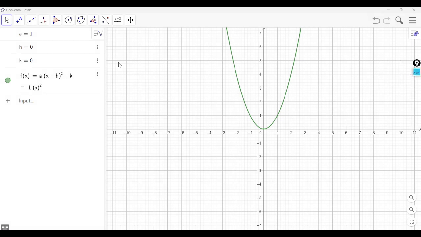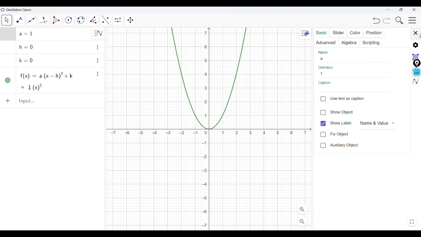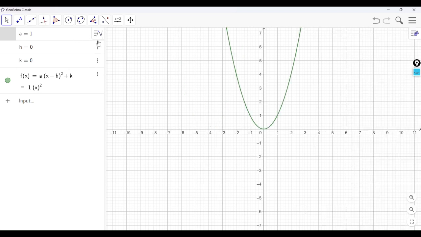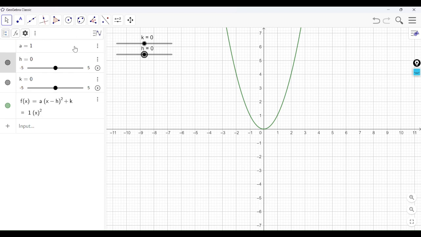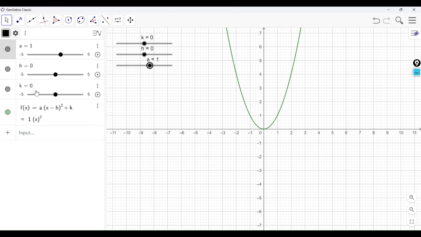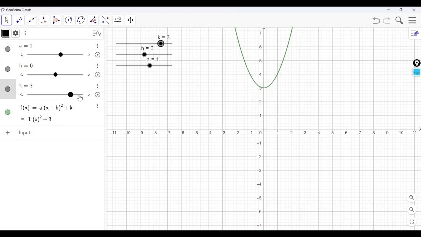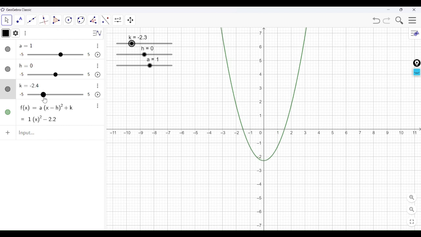Now, I'd like to make these sliders. I can make this a slider. I can make this one a slider. I can't make that one a slider because, there we go. Create slider. So these sliders are neat because now I can slide this vertical transformation. Right now it's 0, but I can pull it up to be, say, 3. And you can see while I do that, the function moves up. And while I do this, I'll move the function down, just changing k to a negative number.